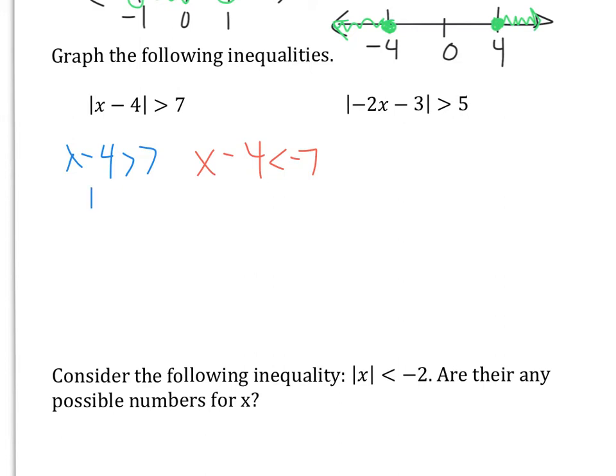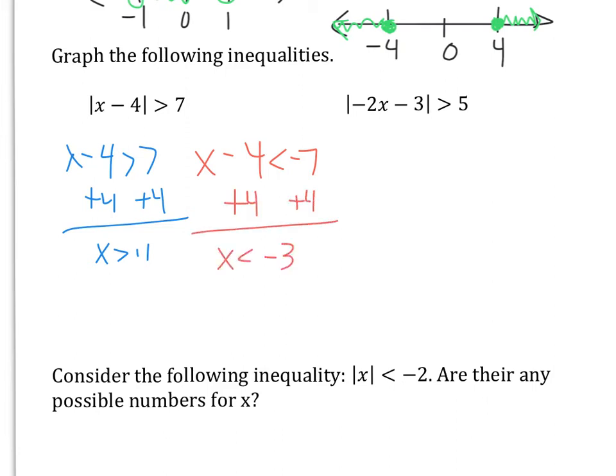So let's solve these inequalities. I'll add 4 and get x is greater than 11. And then over here, I will add 4 and get x is less than negative 3. I'll go ahead and graph these. And we'll put negative 3, 0, and 11 to have that number line be as accurate as we can. We want everything greater than 11, so open circle at 11, and open circle at negative 3, and everything less than that. So that's what our final graph will look like of that inequality.